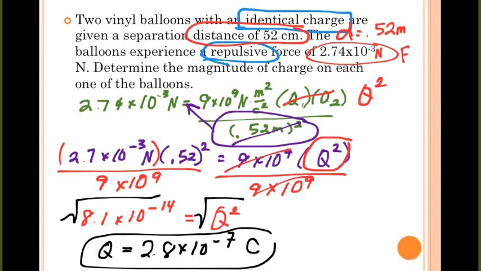Now, if we wanted to briefly look at the unit and figure out why it is this unit, we would have to look at this would be meters squared, and this would be newtons times meters squared over coulomb squared. So notice then that my newtons cancel out, my meters squared cancel out, and that leaves coulombs in the denominator of a denominator. And then we took the square root, so we would end up with coulombs as our final answer.